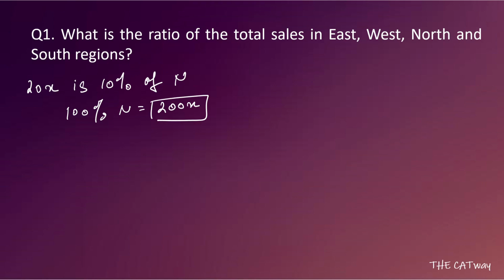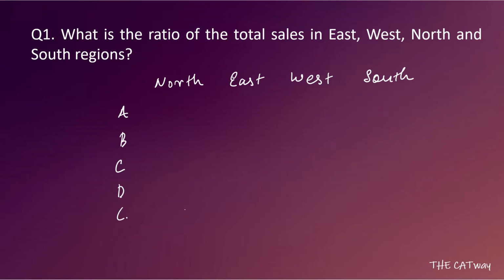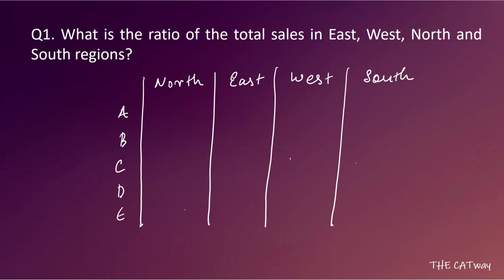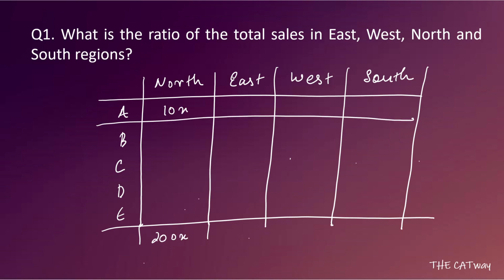Now let's make a table for each and every one of them, because similarly we can determine for each and every one of them. So we have North, East, West, and South, and here we have A, B, C, D, and E. Now we know that the total sale of North is 200x, and from that A sold 10%, that is, sorry, he sold 20x. Now talking about A, we also know that the total of A is also 200x.